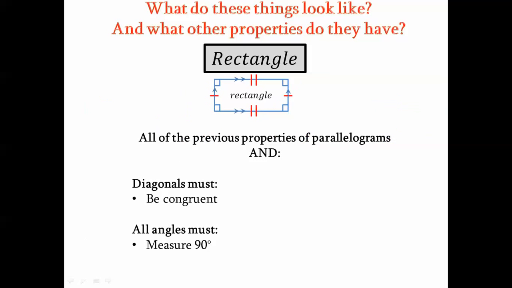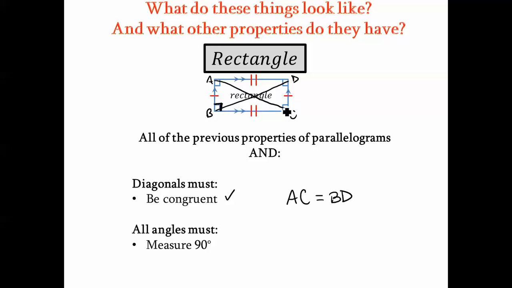If you're a rectangle, you've got all those previous properties of parallelograms, and now we're getting into some really key information. Your diagonals, if we were to draw those in, go from here to here, right? Those must be exactly the same. So if we were to put letters here, A, B, C, and D, we would say that the length of segment AC is the same as the length of segment BD.